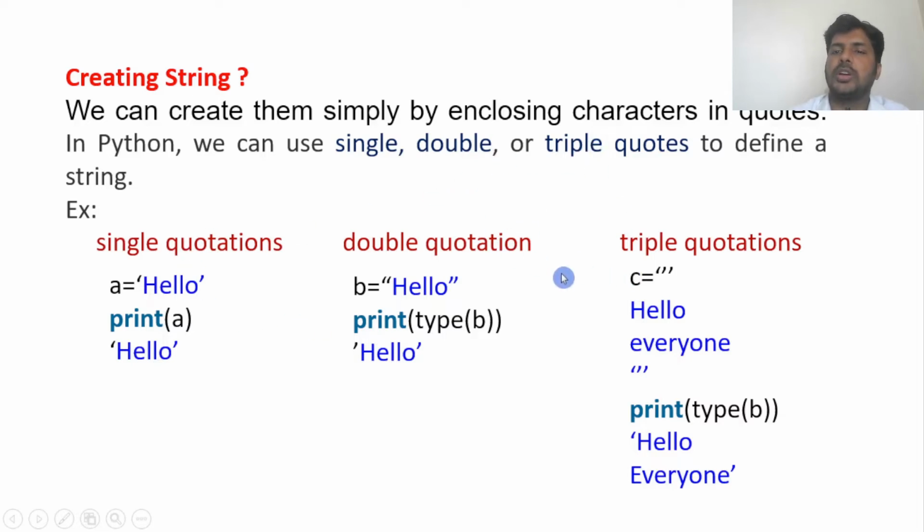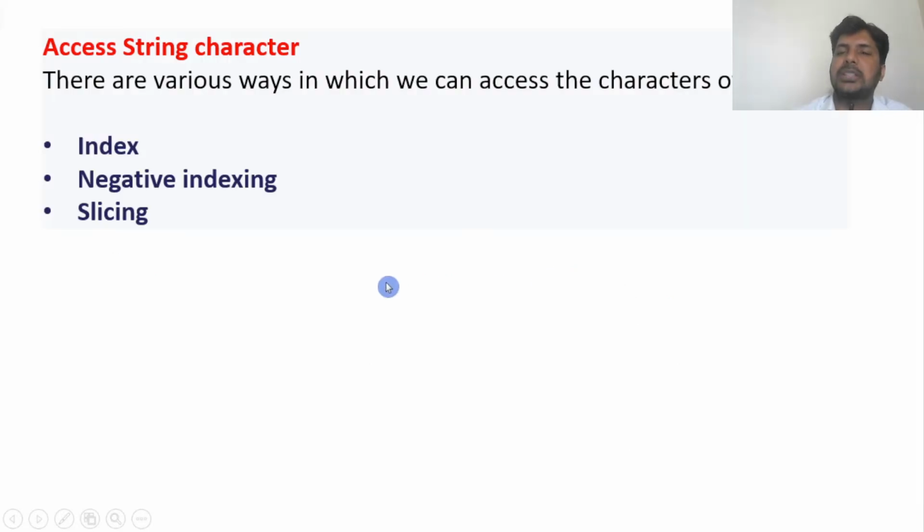So let us move to the next topic, how to access a string. There are various ways to access the characters of a string: index, negative index and slicing. So let us see one by one. Index and negative index are used for only a single character. Suppose you want to access a single character, then we use index and negative index. Slicing is used for a range of characters.